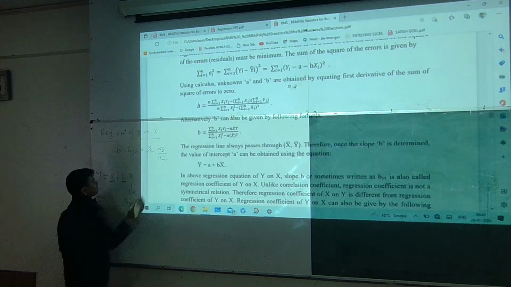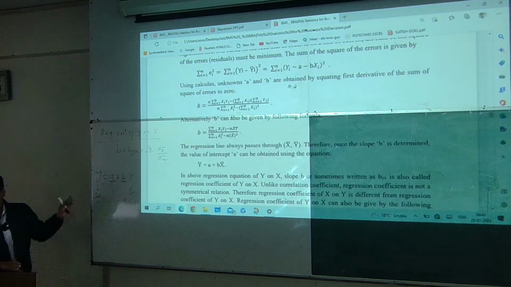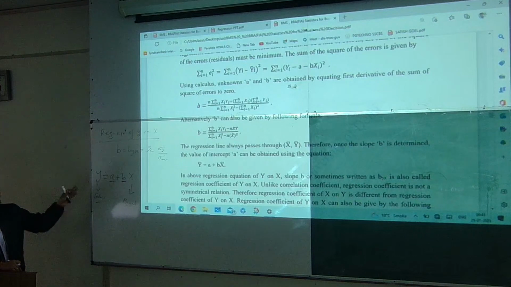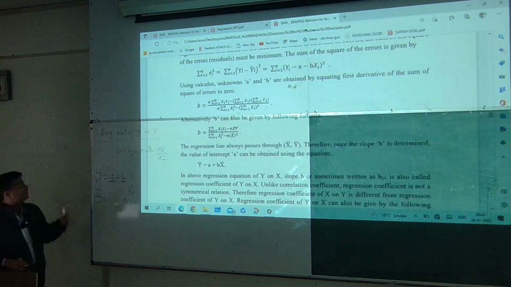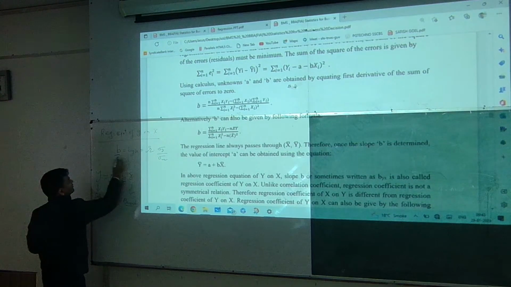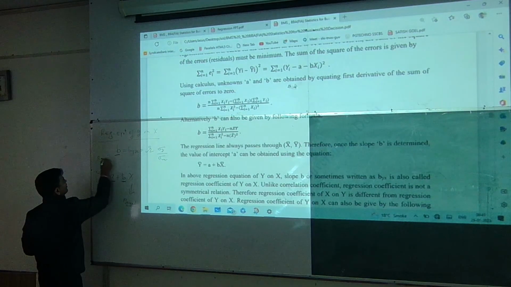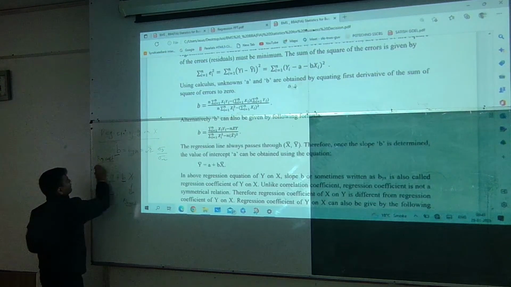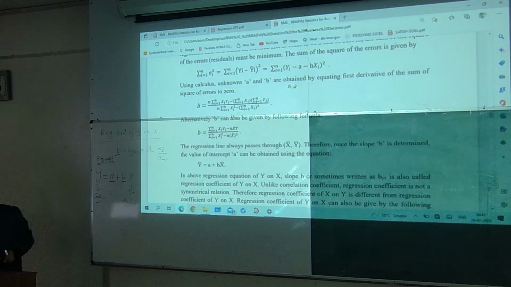So this is also the formula for B. B is called the regression coefficient. What is B? This B is called the regression coefficient. If I say byx, this is the regression coefficient byx when you are finding the equation of y on x. What do you mean by the regression equation y on x?